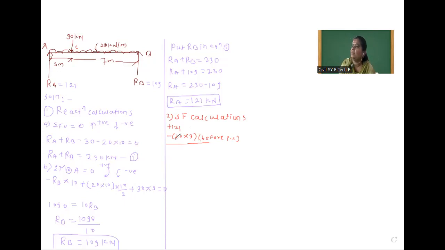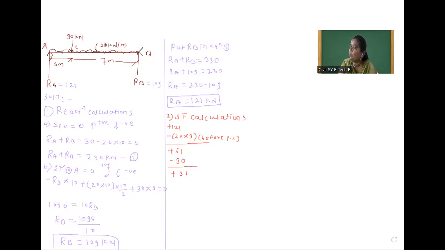Plus 121 minus 20 into 3, that is plus 61, right? Plus 61. So up to this C point, shear force calculations are over. Now we will calculate at C point considering this point load. At the point C, this 30 kilonewton force is going downward, so minus 30. You calculate and tell me how much? Plus 31.